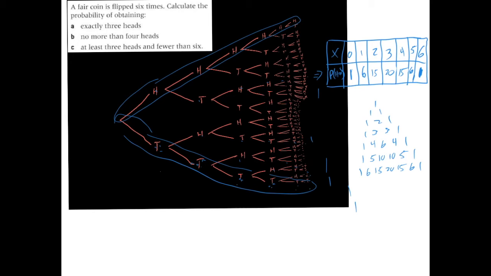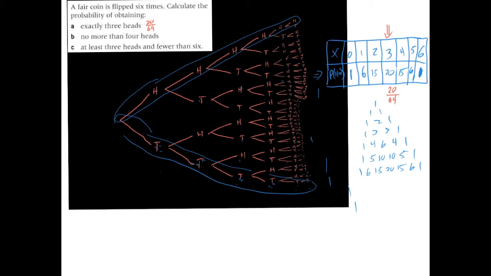Now, we should be able to answer each of the questions at this point, right? We can say, what is the probability of obtaining exactly 3 heads? So that would be this one right here. So that would be 20 out of 64, right? So that's going to be this one, 20 out of 64.